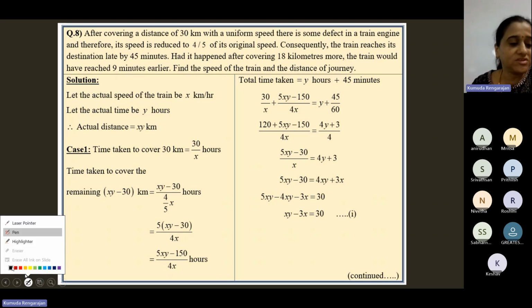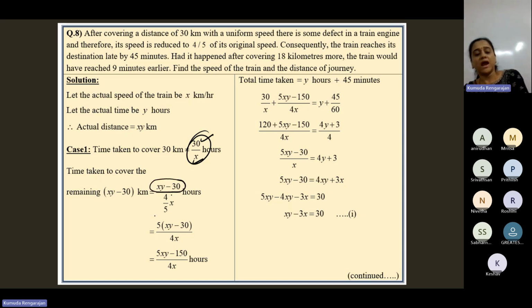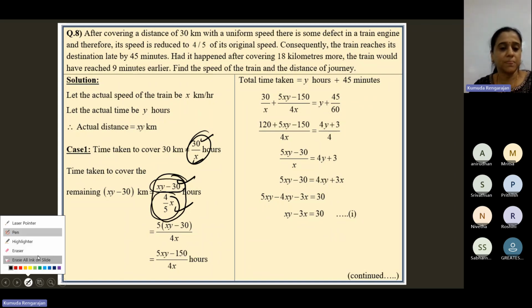So time is distance by speed. So this is the distance, this is the speed. So this is the time taken for the first 30 kilometers. This is the distance, xy minus 30 is the remaining distance, and the speed is 4x by 5. So this distance by the speed is the time taken. This one totally is the time taken for the remaining distance.